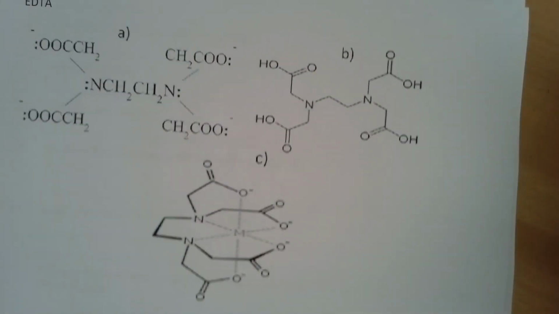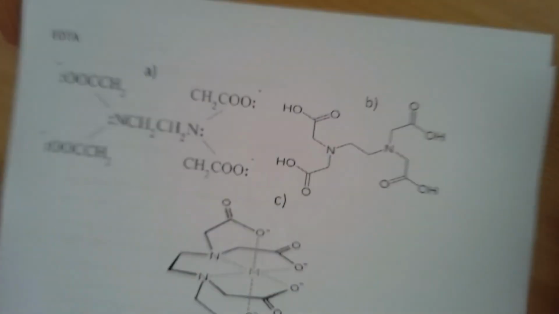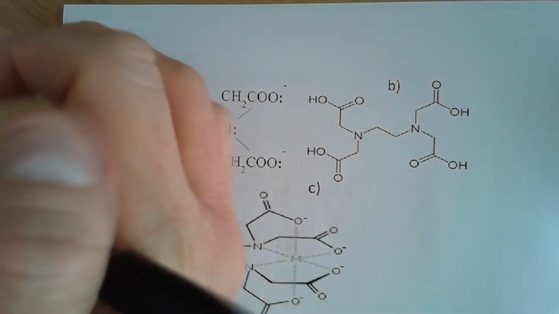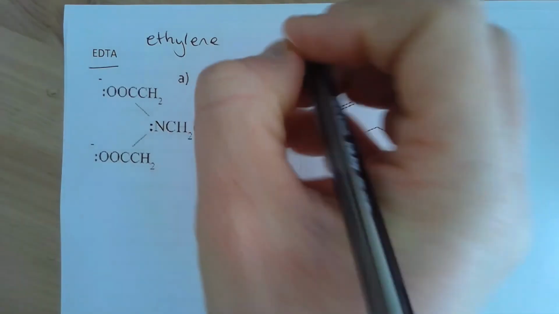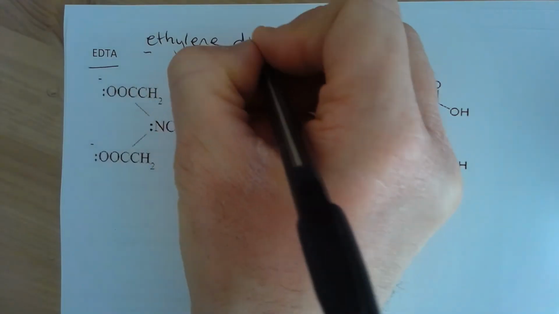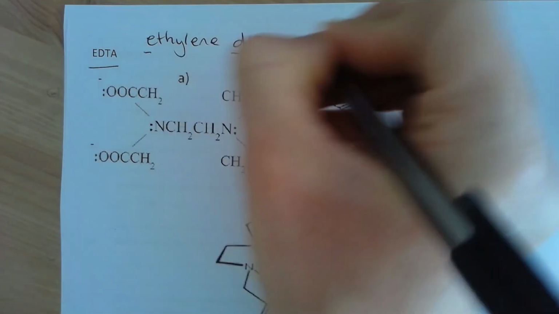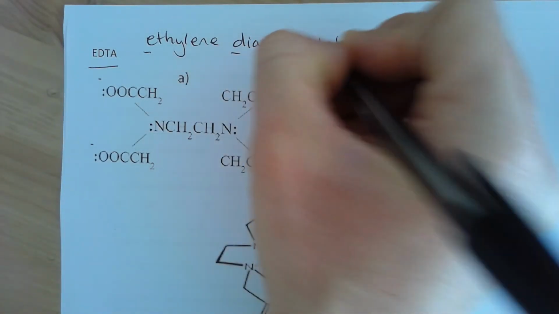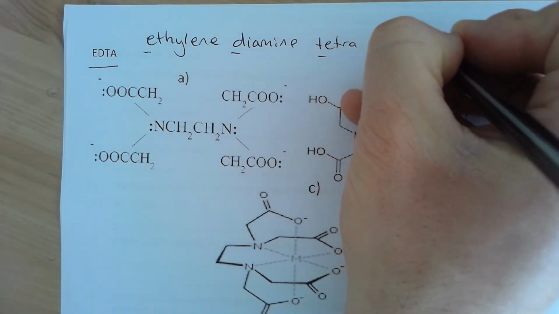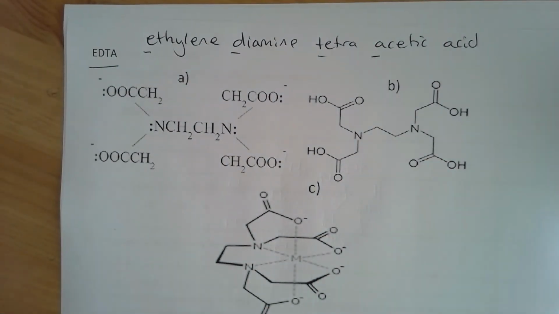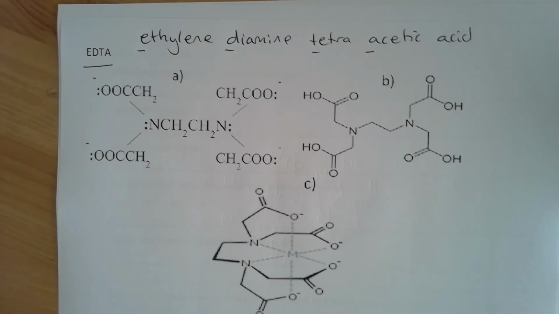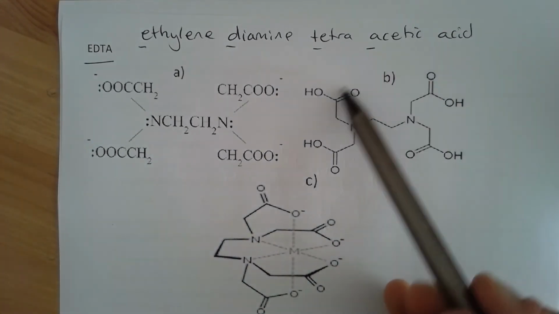It's worth us just thinking about the last multidentate ligand that we need to know about, and that is EDTA. EDTA is an abbreviation for ethylenediaminetetraacetic acid. You do not need to know that, but that's where the abbreviation comes from. You do not need to know any of these structures. This is the skeletal diagram of it.